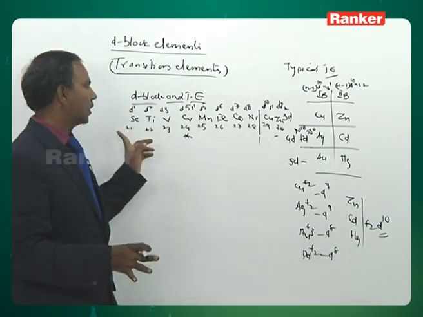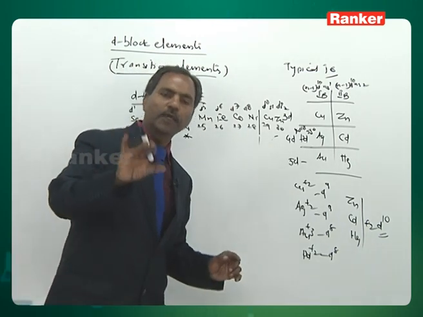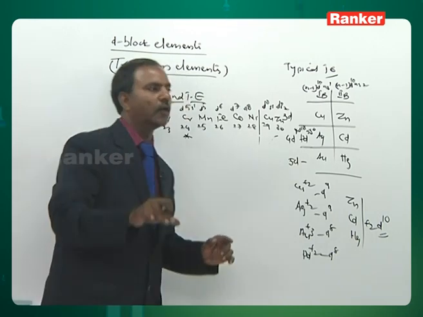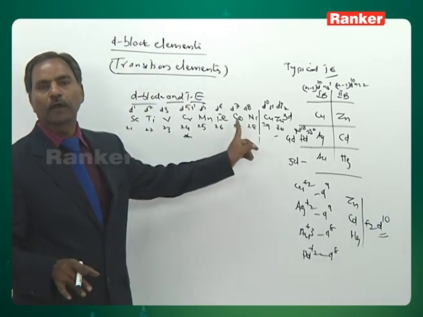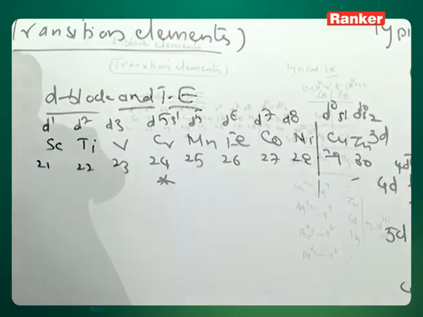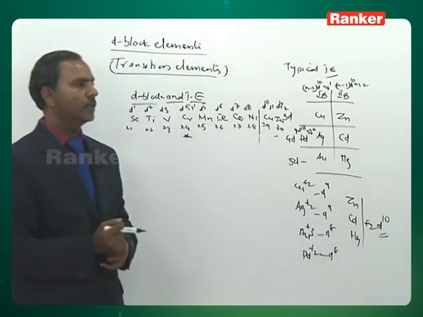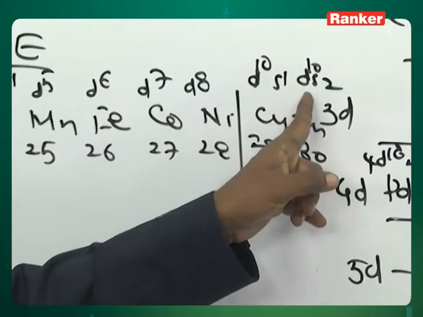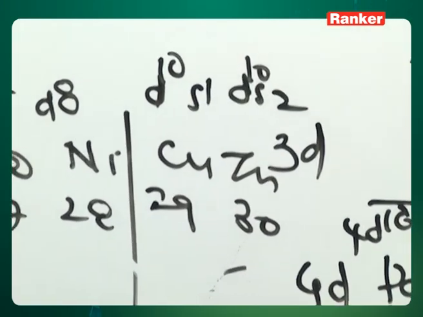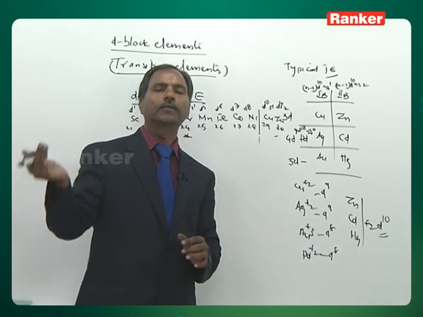Therefore, scandium 21 to nickel 28, we can consider them as d block elements and also as transition elements. Therefore, all the transition elements are d block elements. Come to the next point. In the case of copper and zinc, these carry the 29th and 30th electrons. These two differentiating electrons enter the d orbital of the penultimate shell.